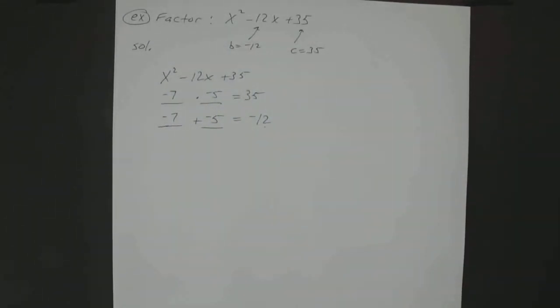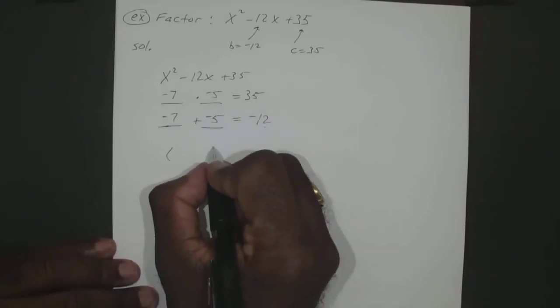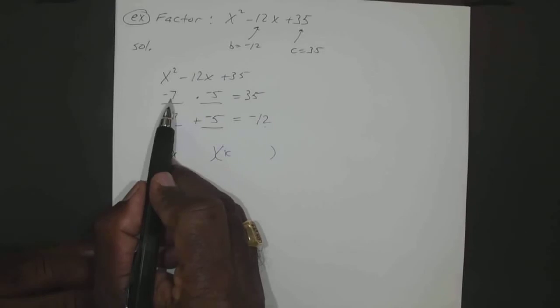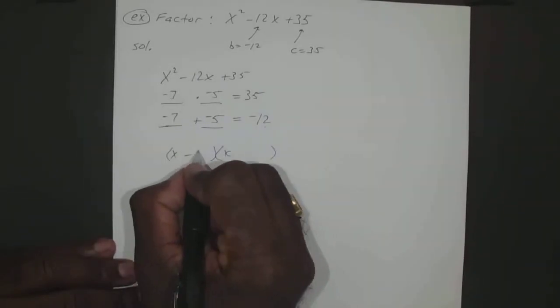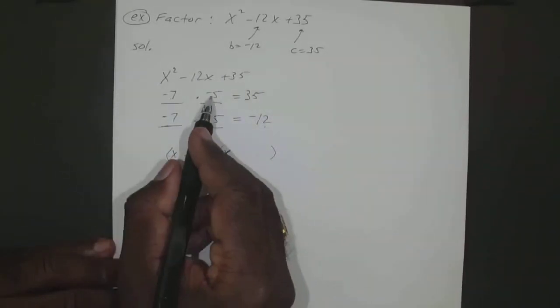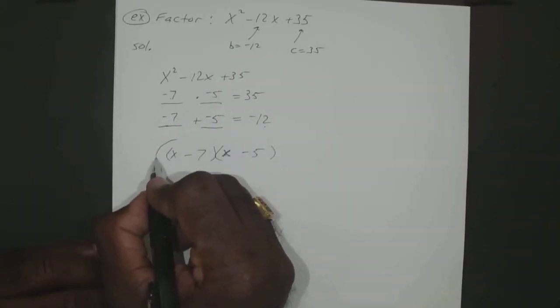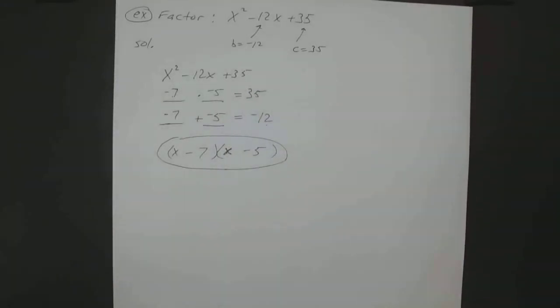Okay, so sometimes you have to play around with positive and negative numbers here and there. So all you have to do is get those values: -7, so that'll be x minus 7, and -5, x minus 5. Any questions on that one?